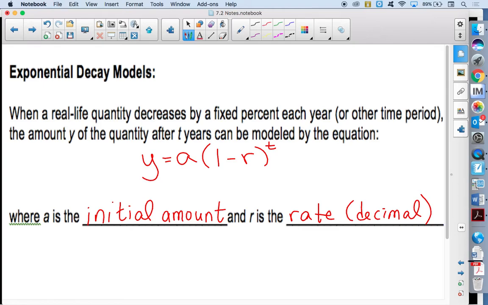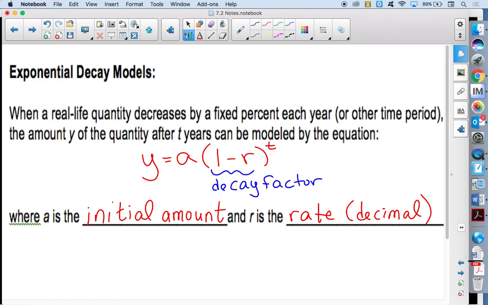Why is it a minus in here instead of a plus? So think about, why would it be minus? Why do you think it would be minus? Because it's decreasing, not increasing. Right, it's decreasing, so it has to be less than 1. So we start with 100%. We're not increasing, we're not adding more to it, we're decreasing that value. So that's our decay factor. So that number is going to be less than 1, not more.